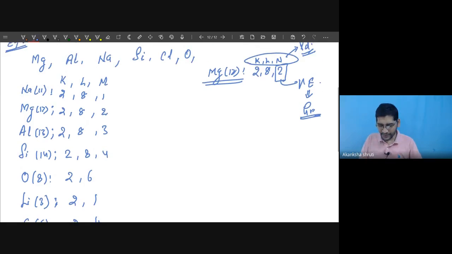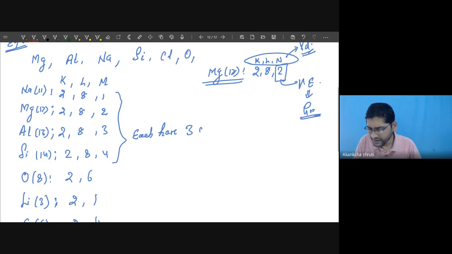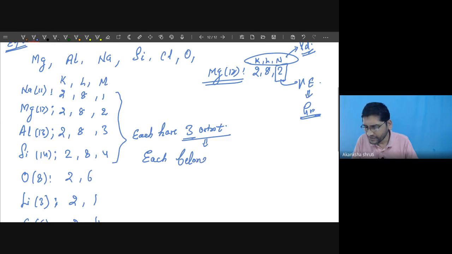Students, here you are observing that all these 4, how many orbits do they have? Each has 3 orbits. Depending on the orbits, the period number is given. So each belongs to the same period. What is that period number? It is period number 3. So in the periodic table, in period number 3, we can get it.